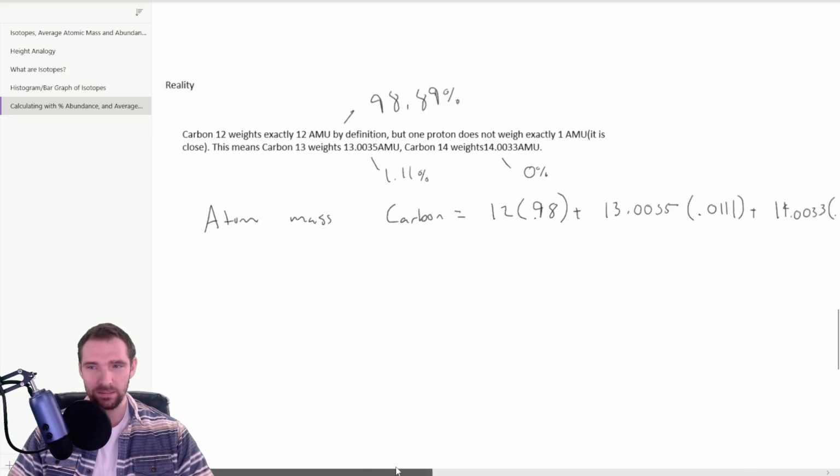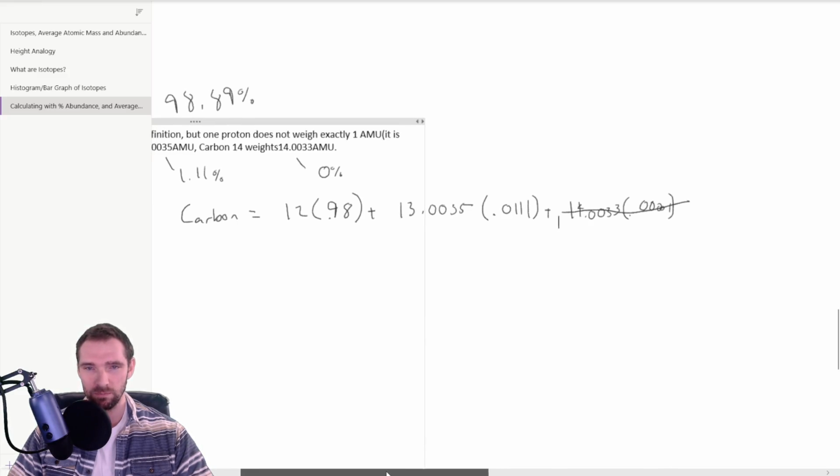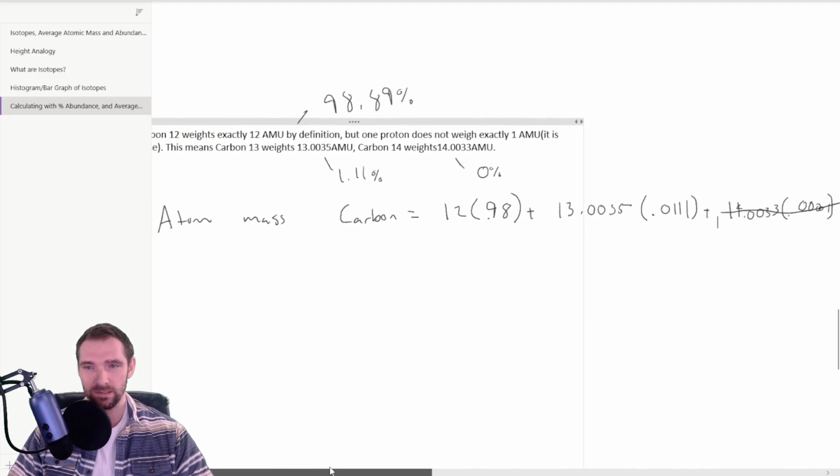You could imagine it being like 0.0001 or whatever, but whatever this ends up contributing is going to be so small, it doesn't really change the calculation. So we don't really worry about things that are being multiplied by super small portions, because those isotopes don't really contribute to the actual mass very much.